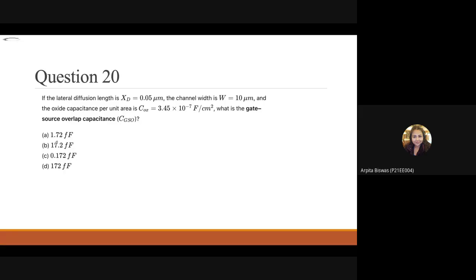Okay, let's try. How to calculate this CGS0? Tell me the equations. How to calculate? Cox into W into XD. So what is the value of this Cox?